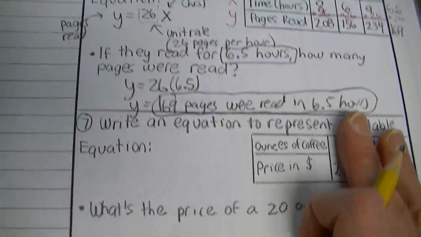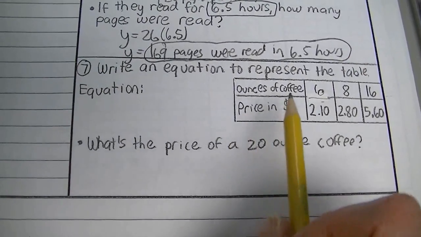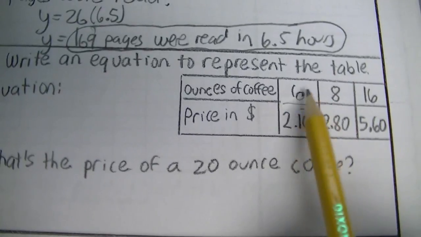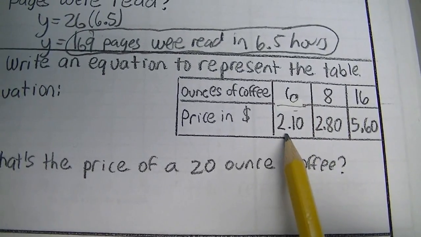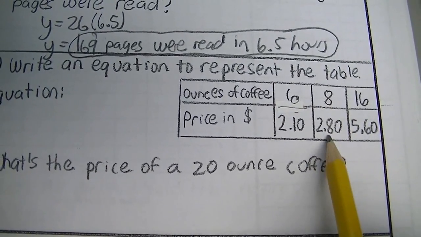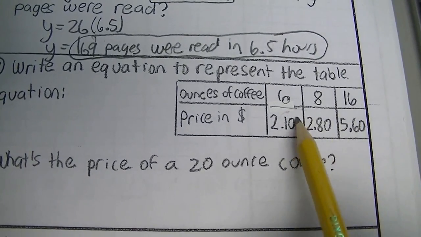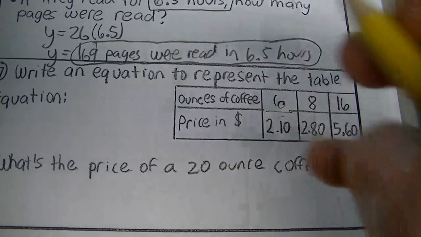Okay, number 7. Write an equation to represent the table. So it looks like we have 6 ounces of coffee costs $2.10. 8 ounces of coffee costs $2.80. 16 ounces cost $5.60. So that price depends on how many ounces of coffee you get.